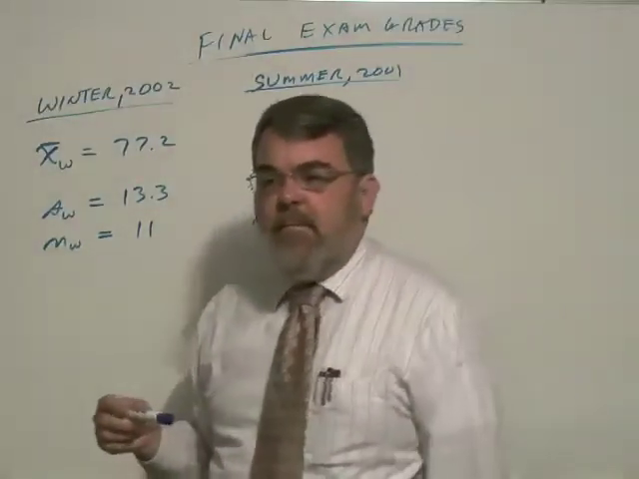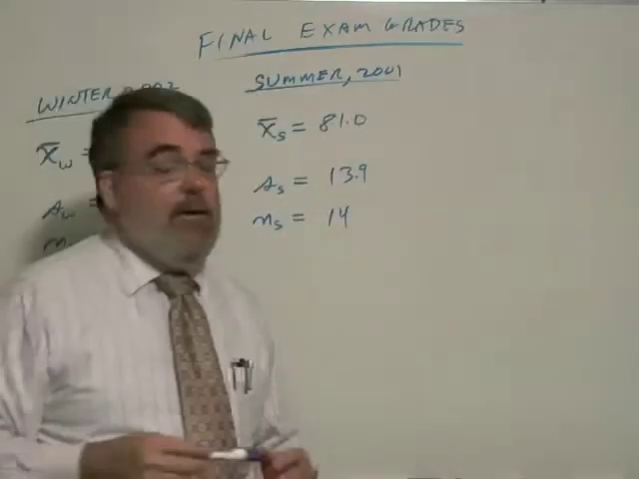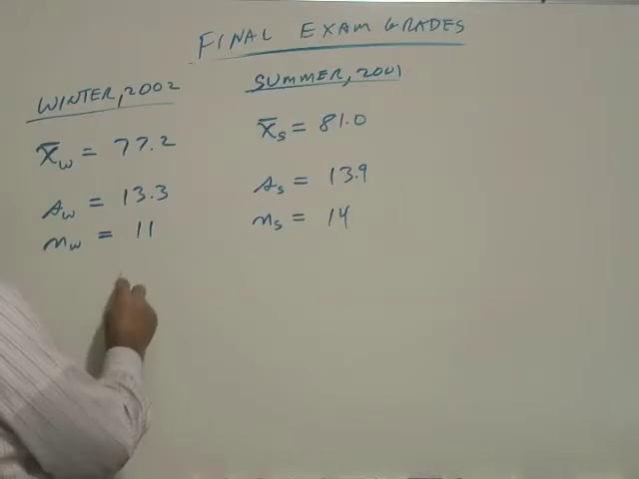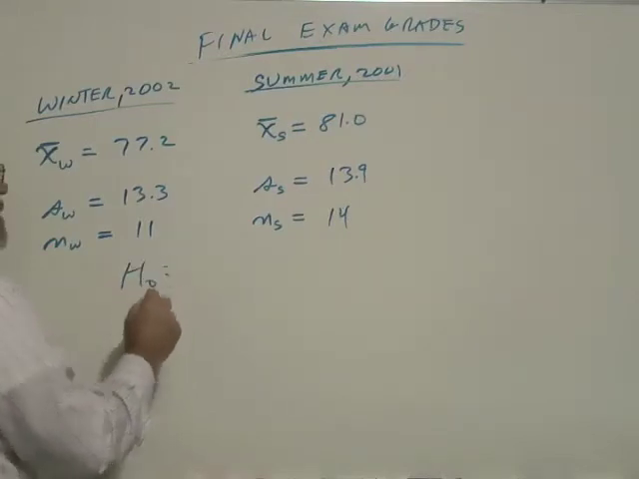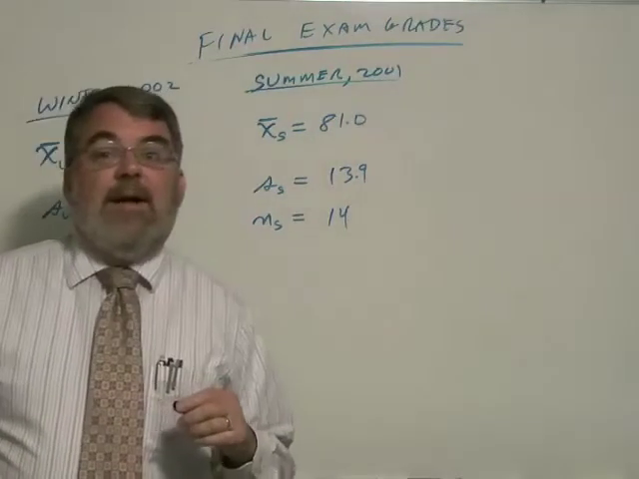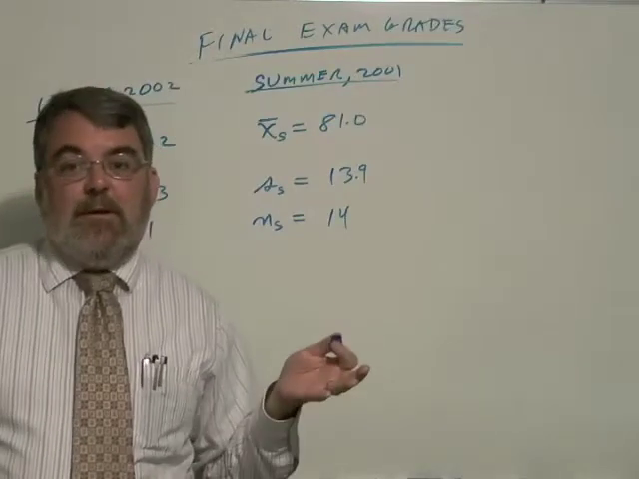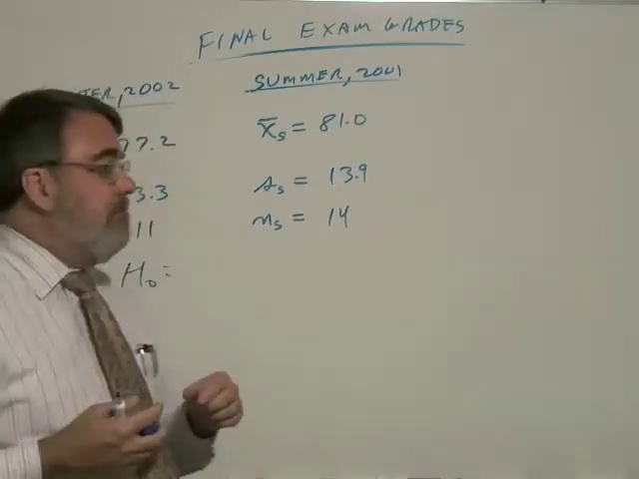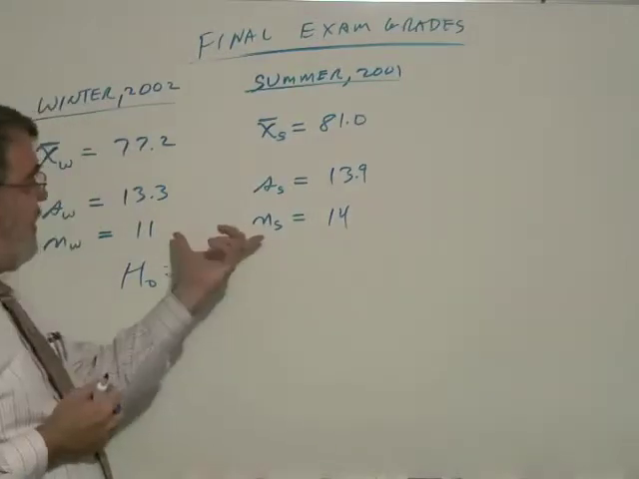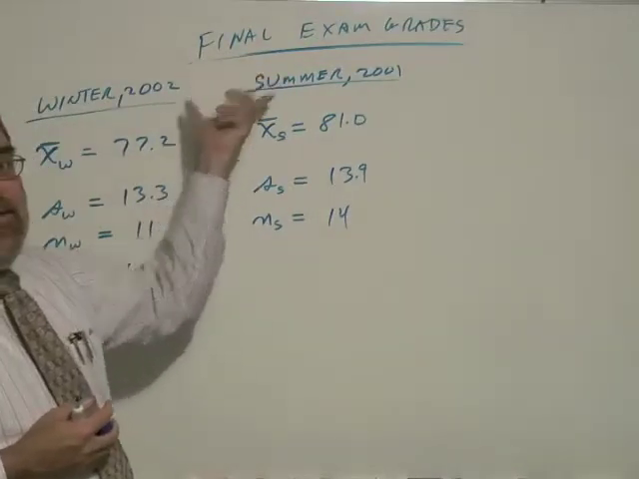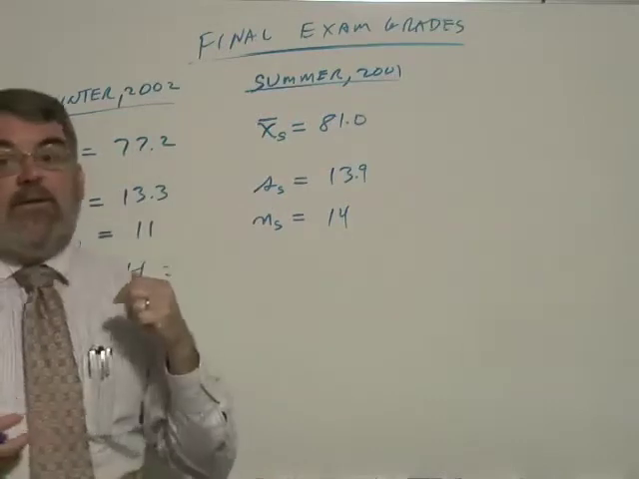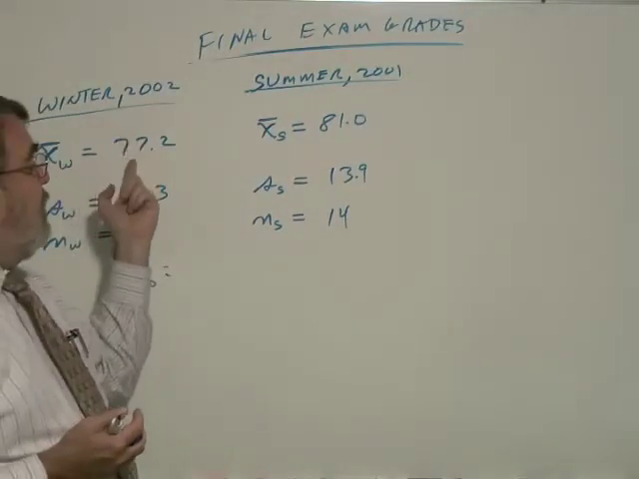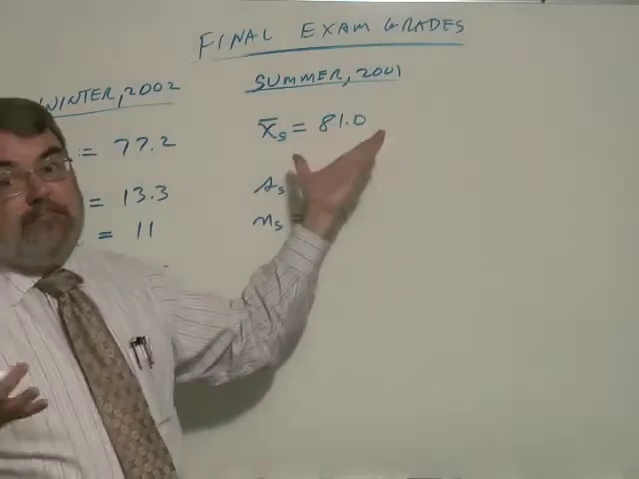So what exactly are we trying to compare here? Well, here's how I would structure the hypothesis test. The null hypothesis, we would assume that there's no difference between winter and summer. And so we're trying to see, is this enough evidence from these samples to conclude that winter classes score less than summer classes?